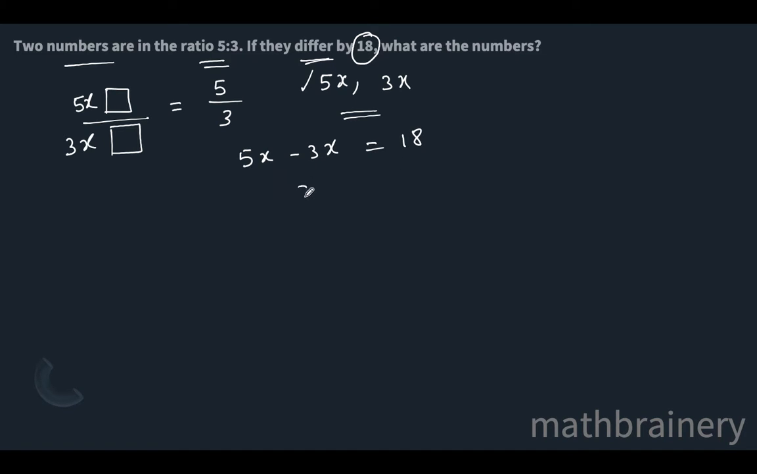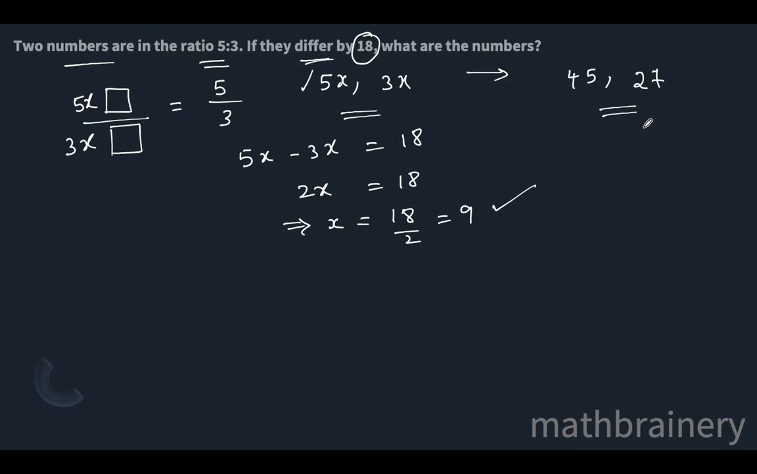What is 5x minus 3x? 2x. 2x is equal to 18, implies x must be 18 upon 2, which is 9. So, value of x is 9. Then what should be 5x and 3x? 5 into 9 and 3 into 9. 5 9s are 45 and 3 9s are 27. So, the required two numbers are 45 and 27.